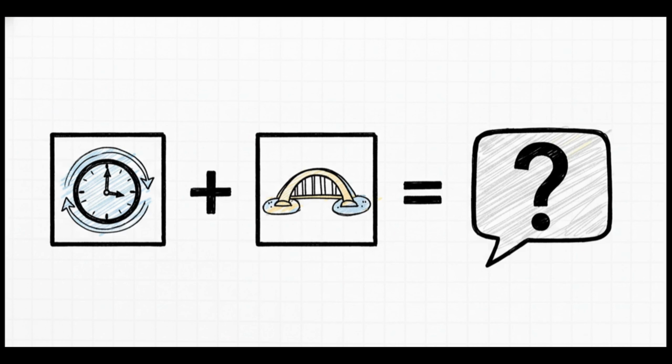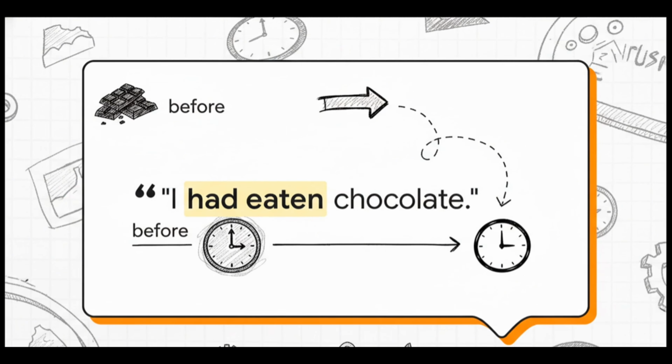Okay, let's do one more, just to make sure this really clicks. How about we combine the time past with the aspect perfect? What does that give us? That gives us the past perfect. I had eaten chocolate. This is for describing an action in the past that happened before another thing in the past. That perfect aspect is doing its job, right? It's connecting 2 points in time, and in this case, both of them just happen to be in the past.